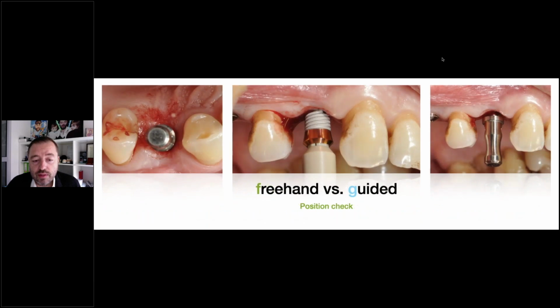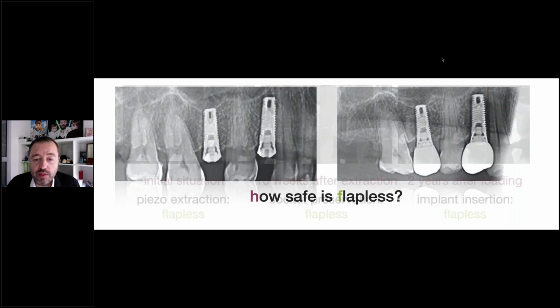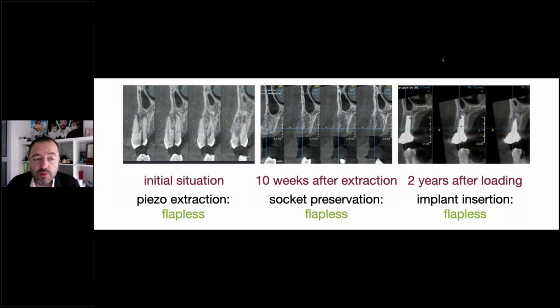And this was the position check that we used to do when we did it as a freehand approach. Okay, how safe was it? As you can see, we were exactly in the position of the implants, and you can see how we started. We had to extract these teeth, the open healing, flapless socket preservation approach, and then 2 years after loading.